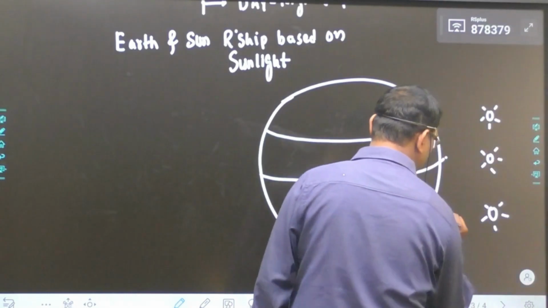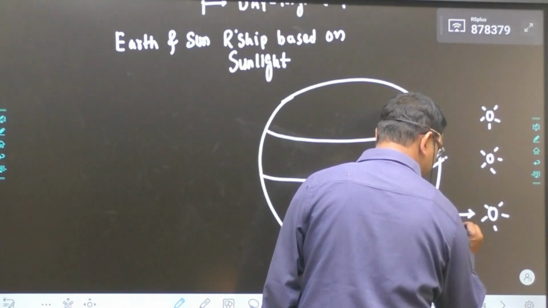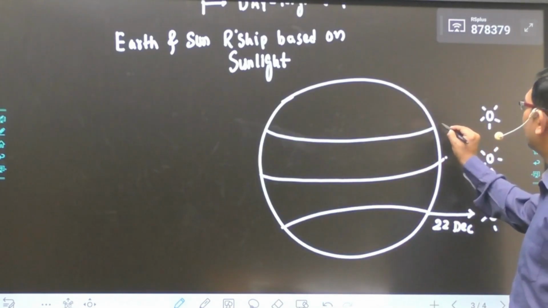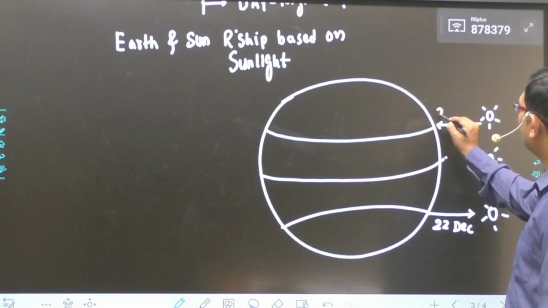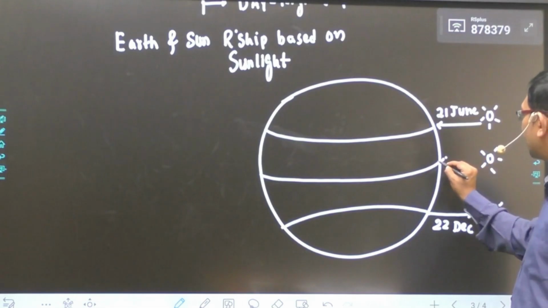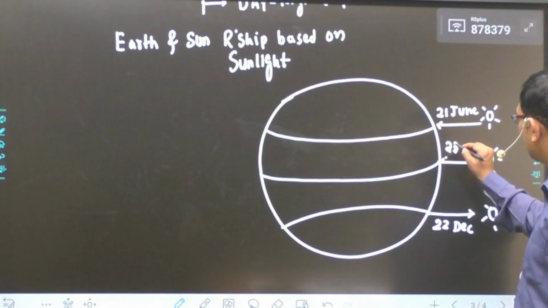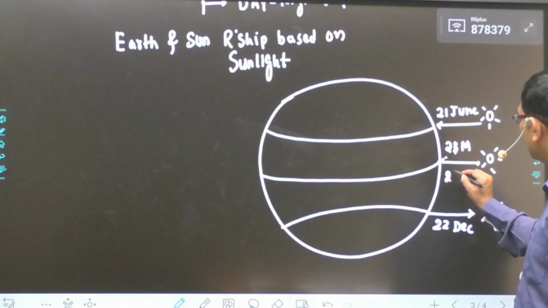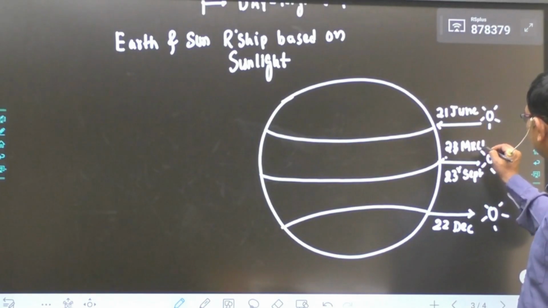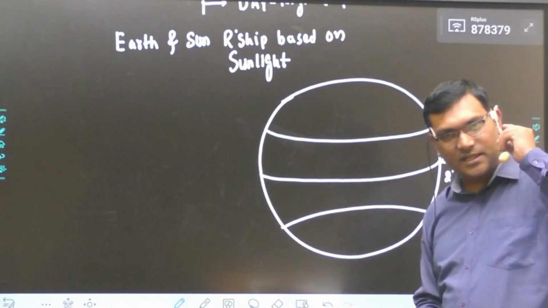So when the sun will be here, it will be here on 22nd December. Right? The sun will be here on 21st June. The sun will be here at two times: 21st March and 23rd September. March and September.